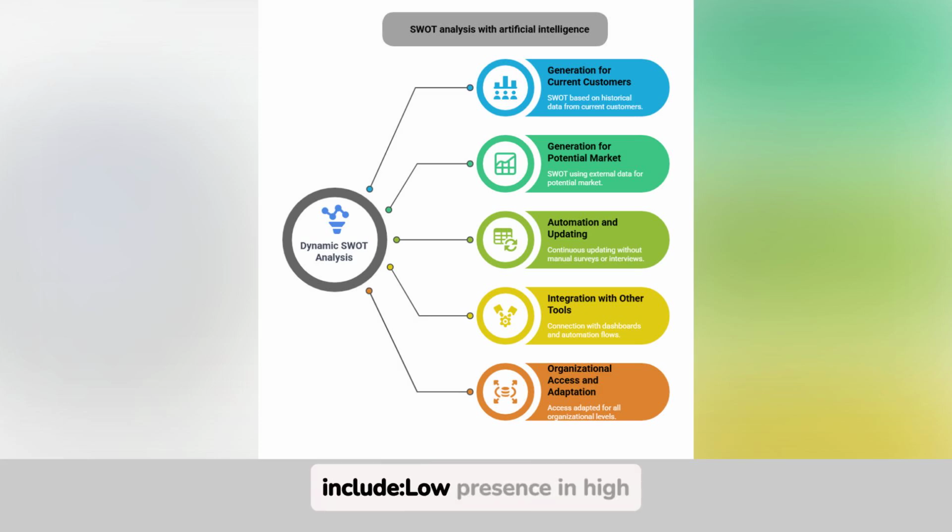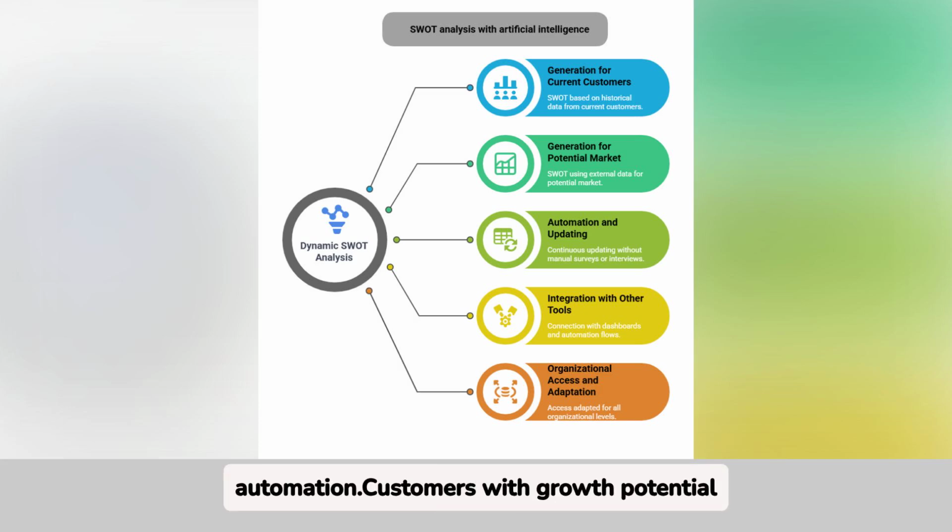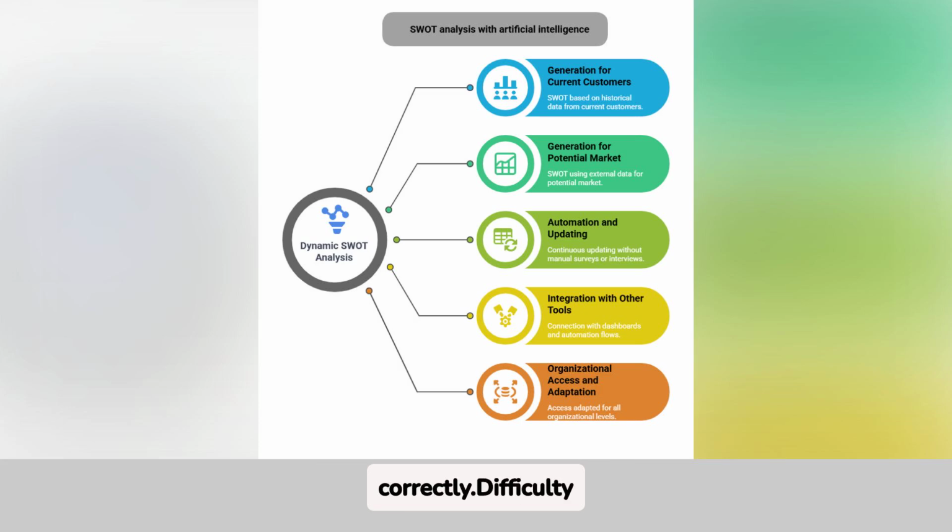Weaknesses may include low presence in high potential areas, such as certain southern regions. Reliance on a small number of large accounts for a significant portion of revenue. Slow renewal processes, with too many manual tasks or lack of automation. Customers with growth potential that are not being activated correctly. Difficulty in scaling certain services to all segments due to internal barriers.